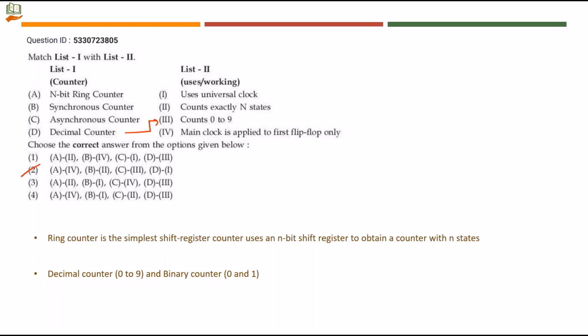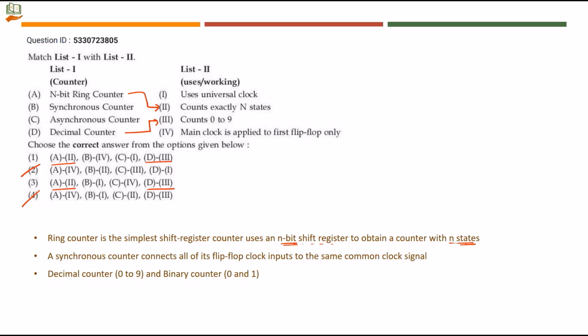Next, we will see about ring counter. Ring counter is the simplest shift register counter that uses an n-bit shift register to obtain a counter with n states. How many bits are involved? Those many states are involved. You have to take this clue from the statement. N-bit ring counter will be mapping to counts exactly n states. A is mapping to 2. Still, we have 2 options here. So, we can rule out even option 4.